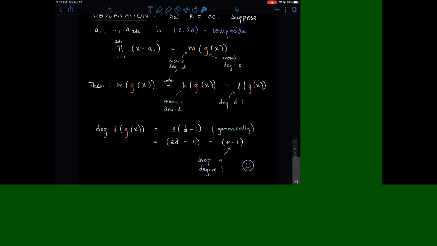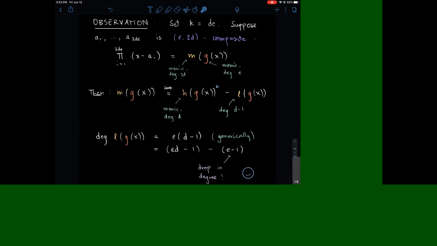And so where am I going with this? It turns out that if you apply the lemma, then the square root approximation of this will look like this. Whoops, there's supposed to be a square there. My bad. It'll decompose as h(g(x)) squared minus L(g(x)). And what's awesome is you can see that the degree of this is the degree of g, which is e, times the degree of L, which is d minus 1. And this is ed minus 1 minus (e minus 1).